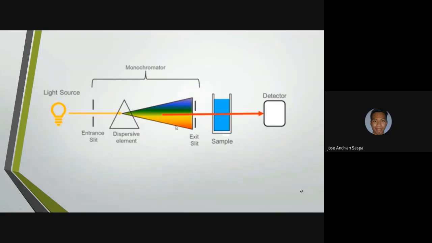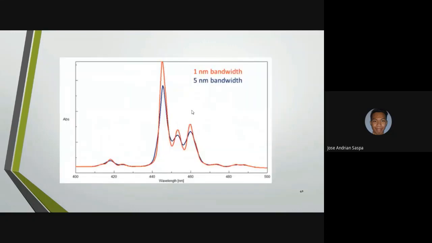A wider slit and bandwidth increase the light throughput and therefore the signal produces poor peak resolution. Now, our goal is to find the balance between the required resolution and the desired signal of light from the sample. As the bandwidth increases, the peaks collapse. Like what happens to the blue color, it collapses.